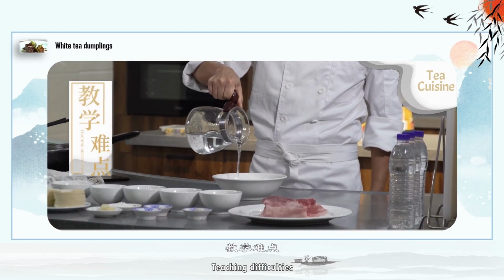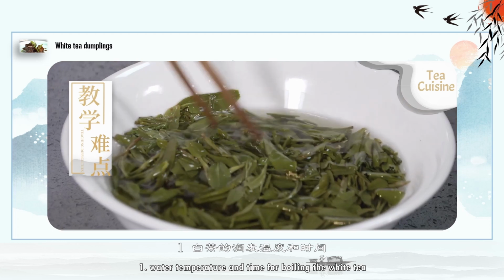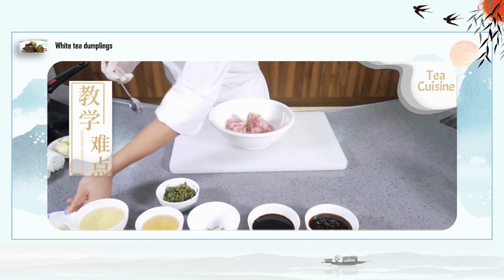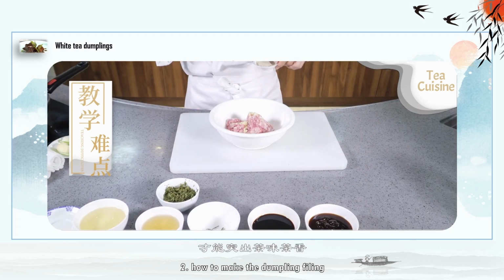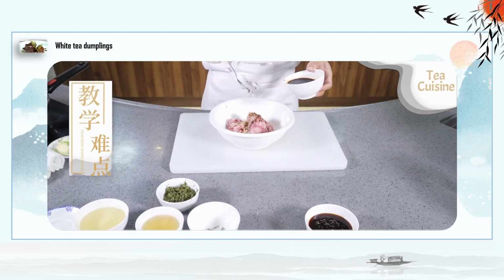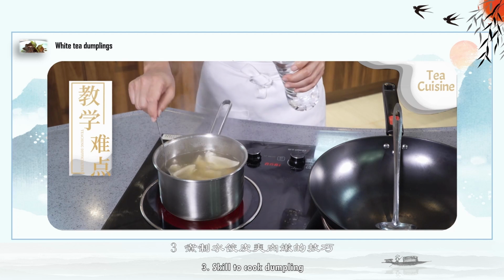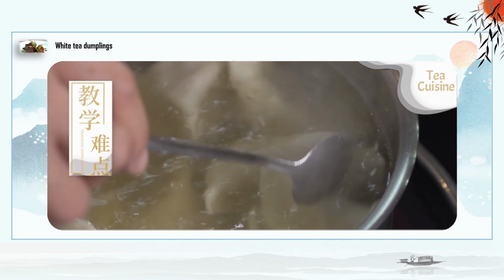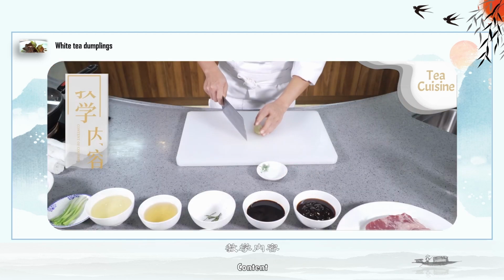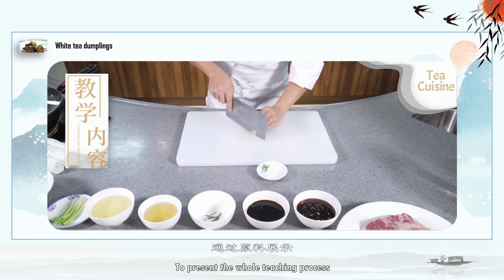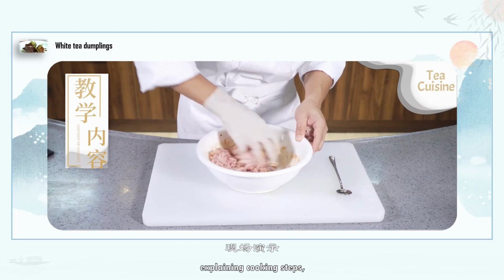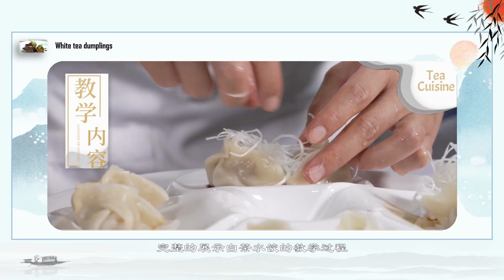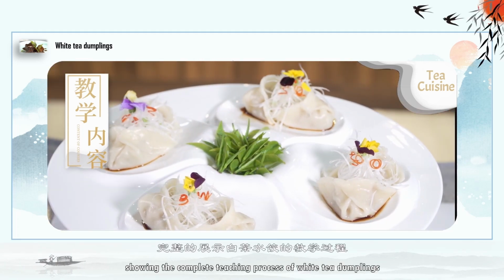Teaching difficulties. Water temperature and time for boiling the white tea. How to make the dumpling filling. Skill to cook dumpling. Content. To present the whole teaching process by showing materials, explaining cooking steps, showing the complete teaching process of white tea dumplings.